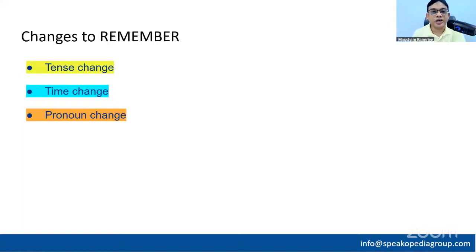All right, so write this down. If done, just type D in the chat box. Have you written it, all of you? Just type D in the chat box. There is a change of tense, there is a change of time, and there is a change of pronoun. So let's understand this with an example.